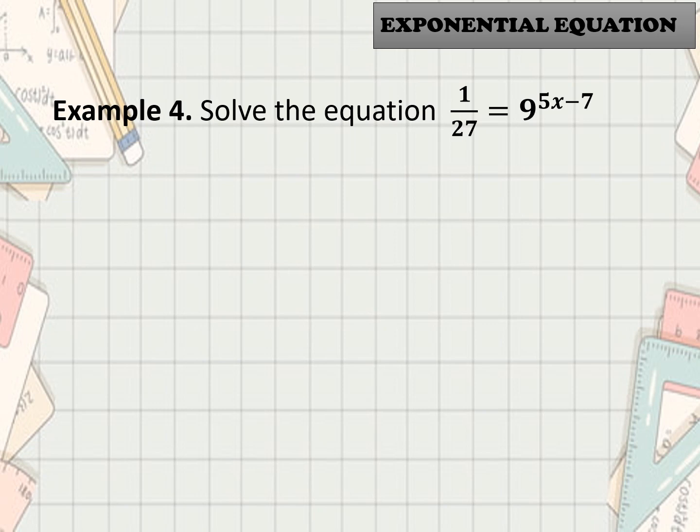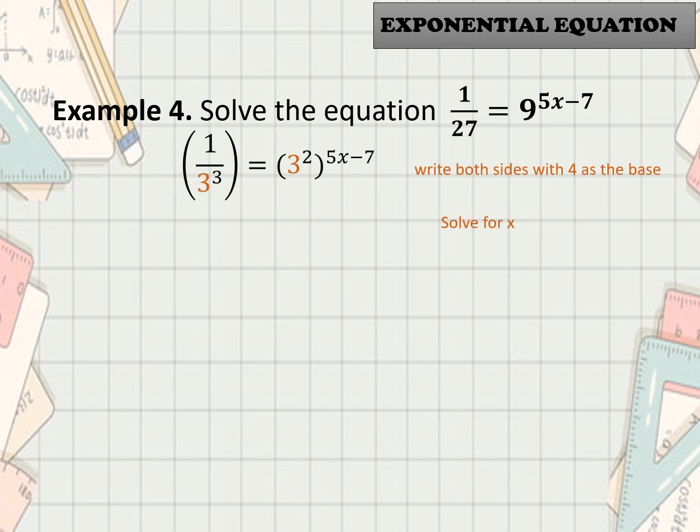Okay, next example, we have 1 over 27 equals 9 raised to 5x minus 7. So, first step, change natin pareho with same base. So, 27 and 9, pwede natin yan i-rewrite as base 3. Okay, so magiging 1 over 3 raised to 3, equal yan kay 27, equals 3 raised to 2, equal yan kay 9, raised to 5x minus 7.